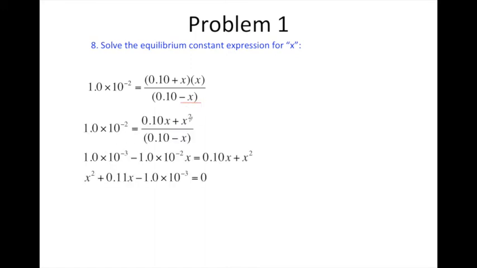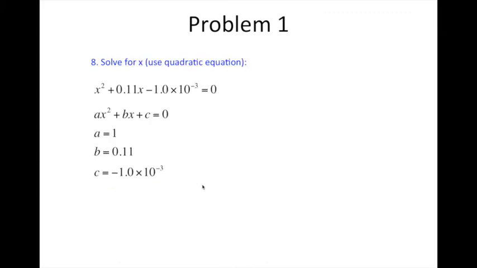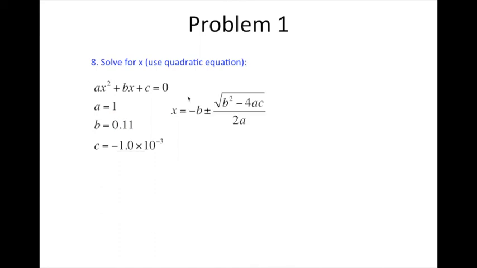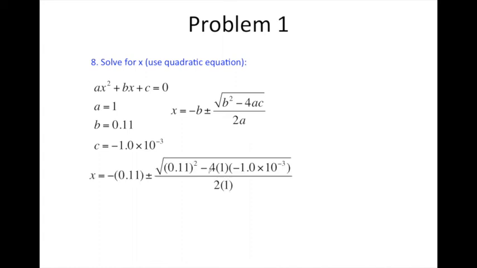So here you can see I've solved it. Be sure you take some time and go through the calculation. Don't just watch this, but do it yourself and get this in the form of a quadratic equation. Our A value would be 1, our B value would be 0.11, and our C value would be negative 1.0 times 10 to the minus 3. We can now plug these into our quadratic expression. You can see I've done that here, and solve. Pause the video and see if you can solve this, and then check your answers with what I have.